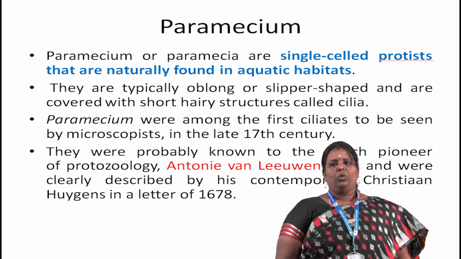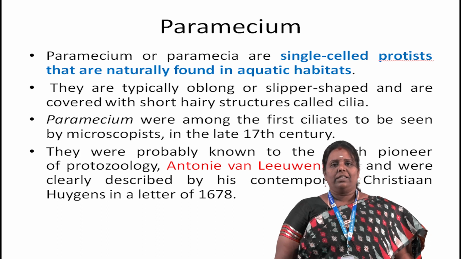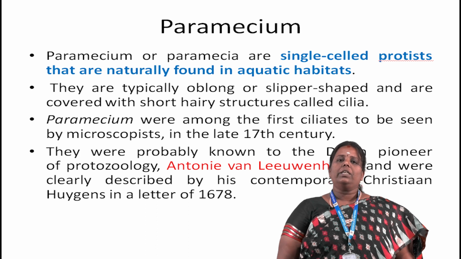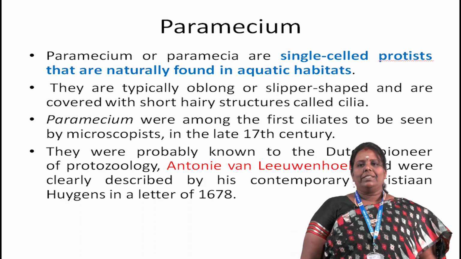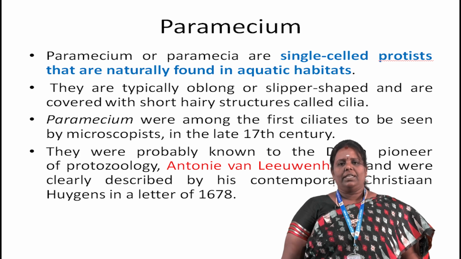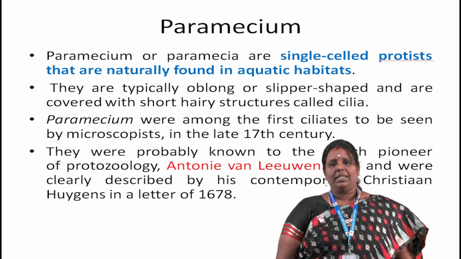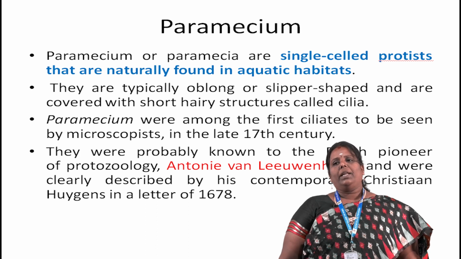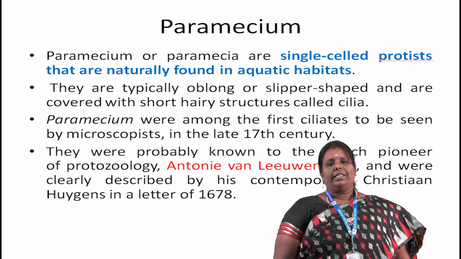Already I told you about the cilia. It is covered with short hairlike structures, and because they look like hair, the structures are called cilia. Paramecia were among the first ciliates seen by microscopists. A microscopist is one who works with the microscope, identifying the particular animals present in the water. Already in the 17th century they were identified, probably by Anton van Leeuwenhoek, one of the scientists.